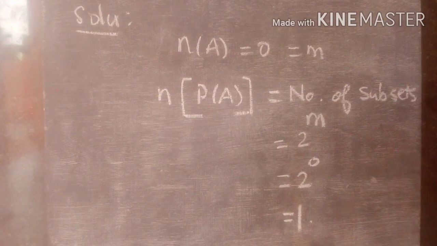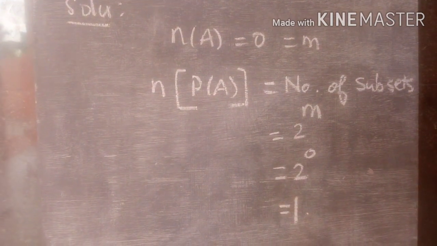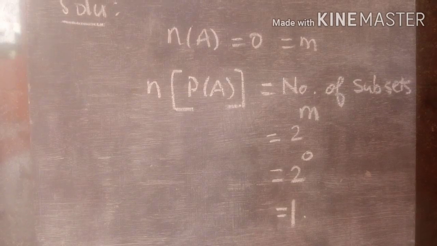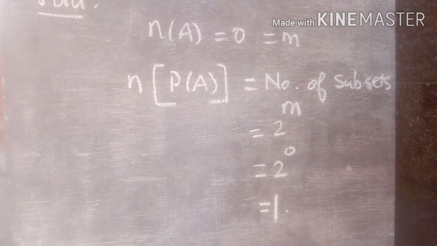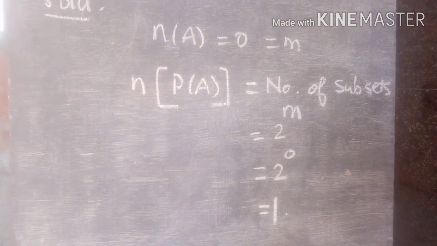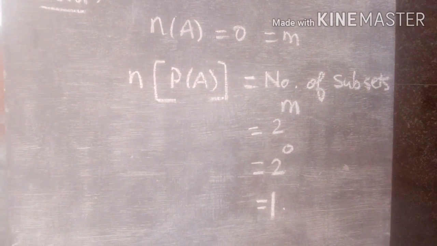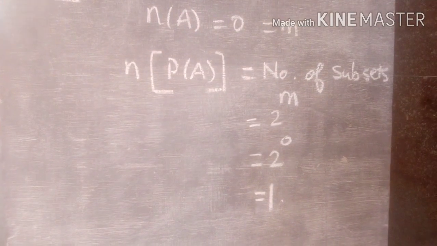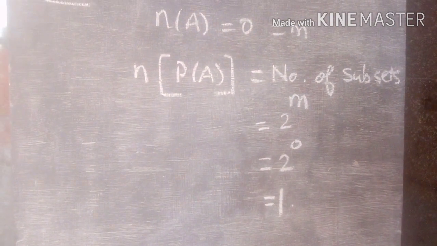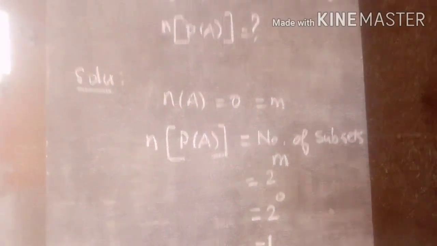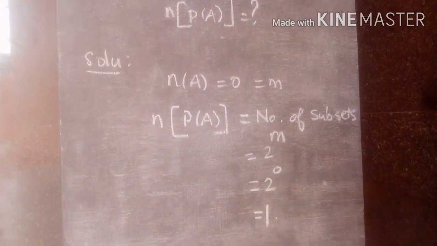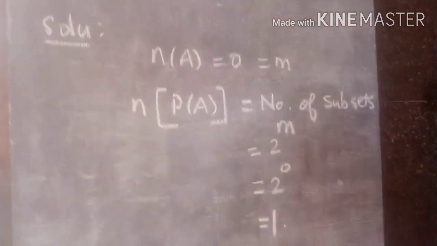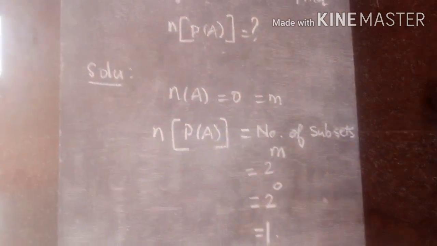So அதனால இந்த சம்மோட ஆன்சர் வந்து என்னது? 1. So n of P of A னா என்னன்னு சொல்கிறேன்? Number of subsets. So formula 2 power m. 2 power m னா m ஓட வேல்யூ 0 னு replace. So 2 power 0 the answer is 1. ஸோ இது அப்படியே உங்களுடைய கிளாஸ் ஒர்க் நோட்டில் ரைட் டவுன் பண்ணிக்கோங்க. நெக்ஸ்ட்டு சம்.